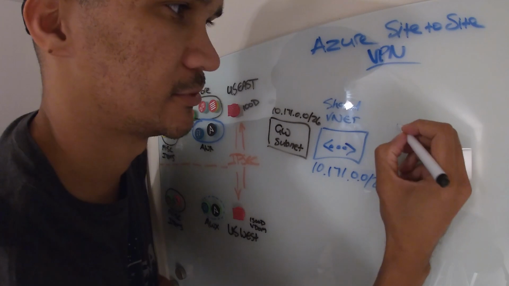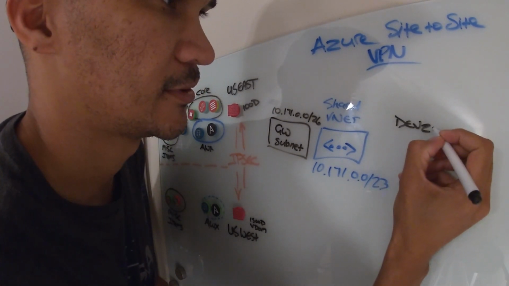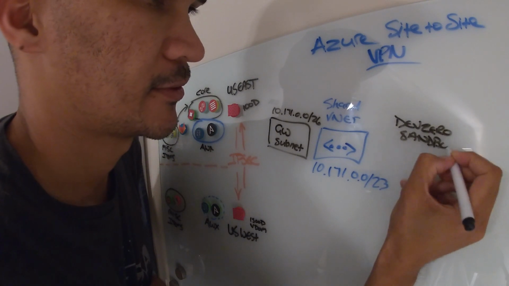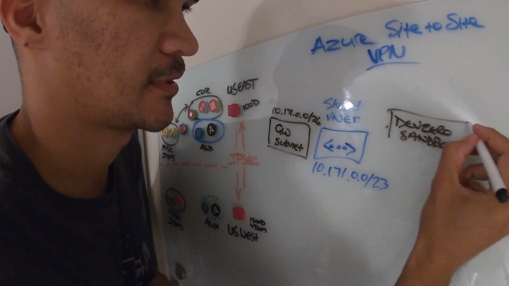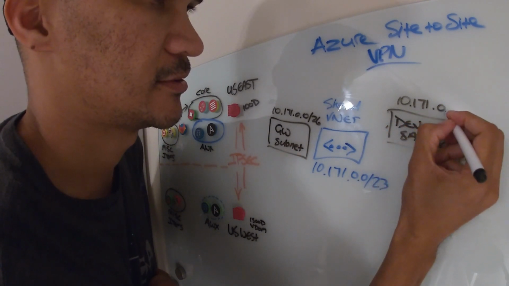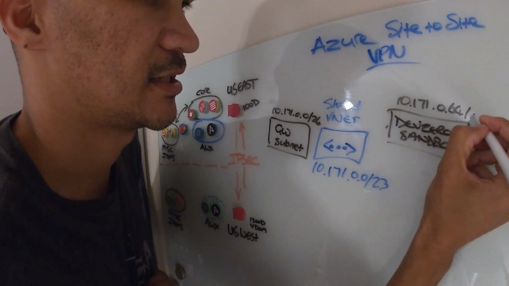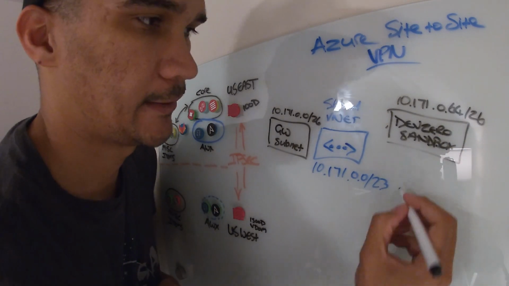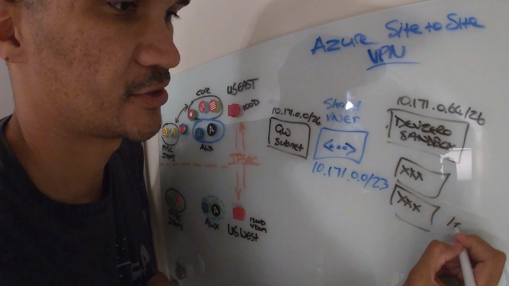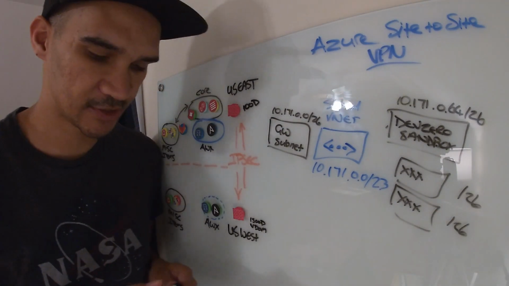So for example, we'll do a dev0 sandbox over here, and that'll be 10.171.0.64/26, and then you get the rest of the picture.